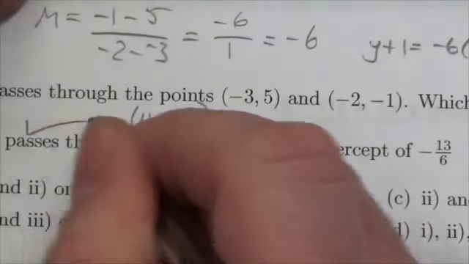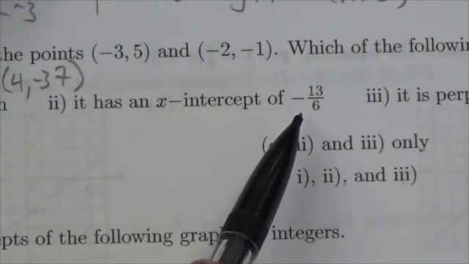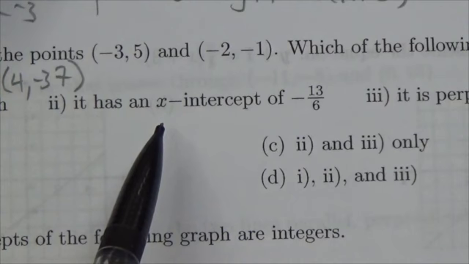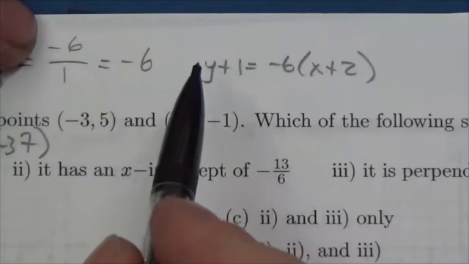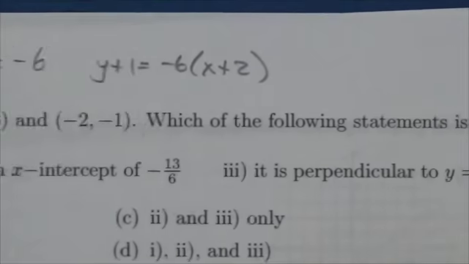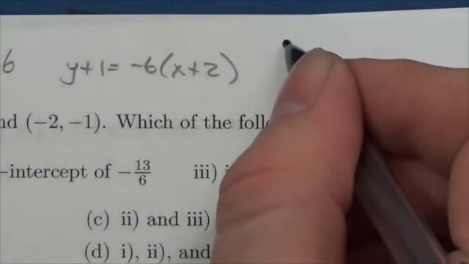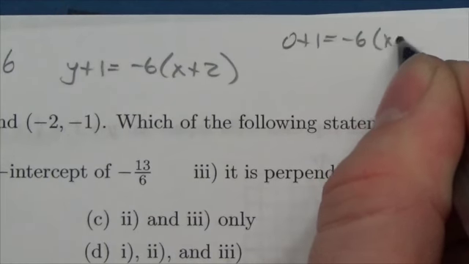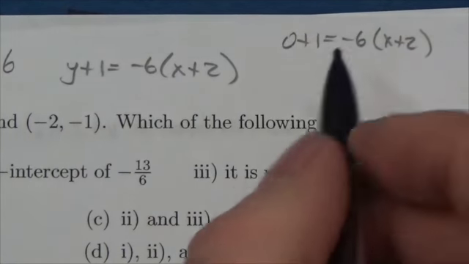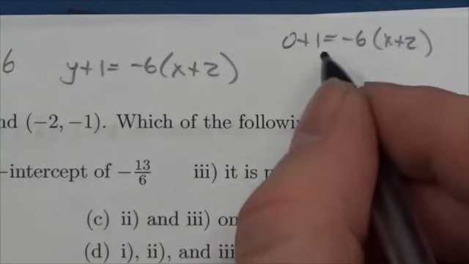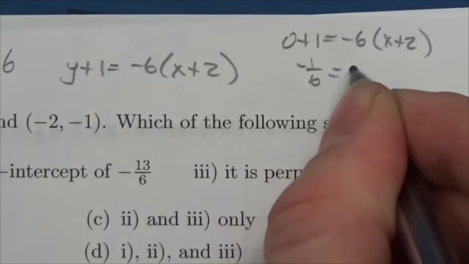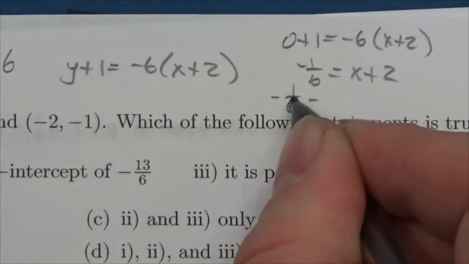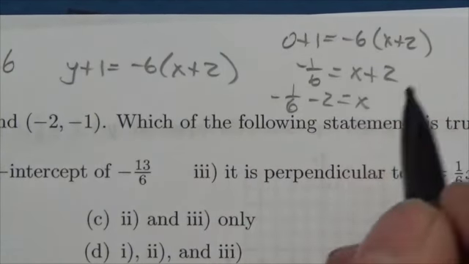Does it have an x-intercept of negative 13/6? Well, what does it mean to have an x-intercept here? X-intercept means the y-coordinate is 0. So if I plug a 0 into this, maybe we'll do the work over here, I get 0 plus 1 is equal to negative 6 times (x plus 2). Well, let's divide that first. So it's going to be negative 1/6 is equal to x plus 2. So negative 1/6 minus 2 is equal to x.